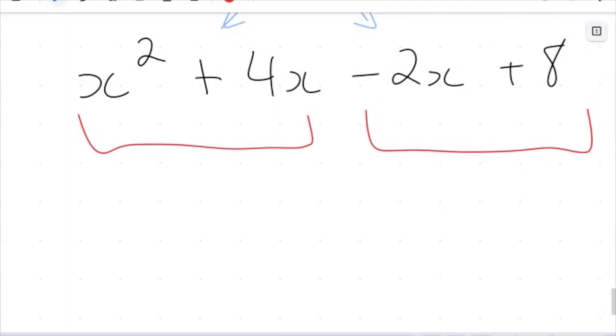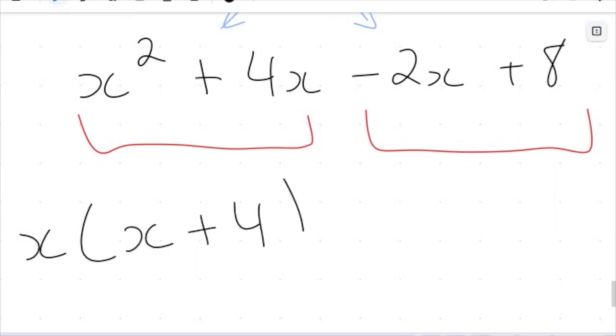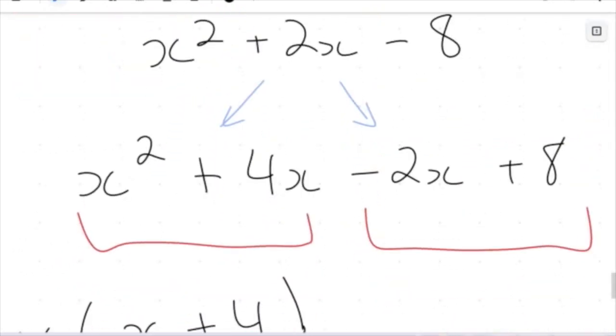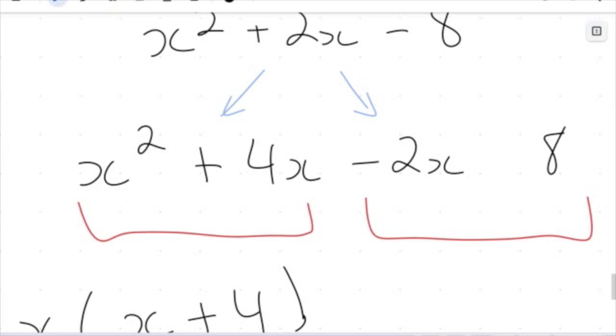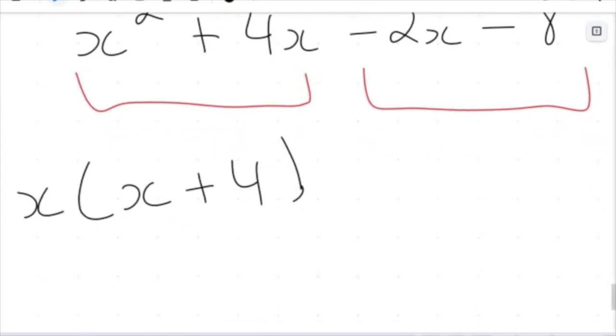So what I get here, working through these one by one: x squared plus 4x, the common factor is x, and here I get x plus 4. Okay, and then what I'm going to do here is pull out my common factor. I keep writing plus 8. Sorry guys, I'm confusing myself. x squared plus 4x minus 2x minus 8.